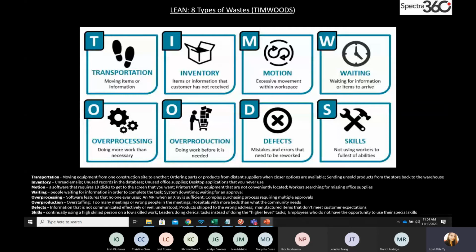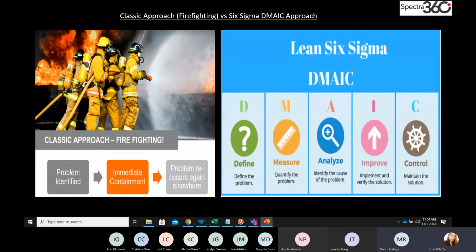Lastly, it's the skills. Skills means not using workers to the fullest of their abilities. Examples would be continually using a high-skilled person on low-skilled work, or leaders doing clerical tasks instead of higher-level tasks, and employees who do not have the opportunity to use their special skills. Okay, do you understand the types of waste?